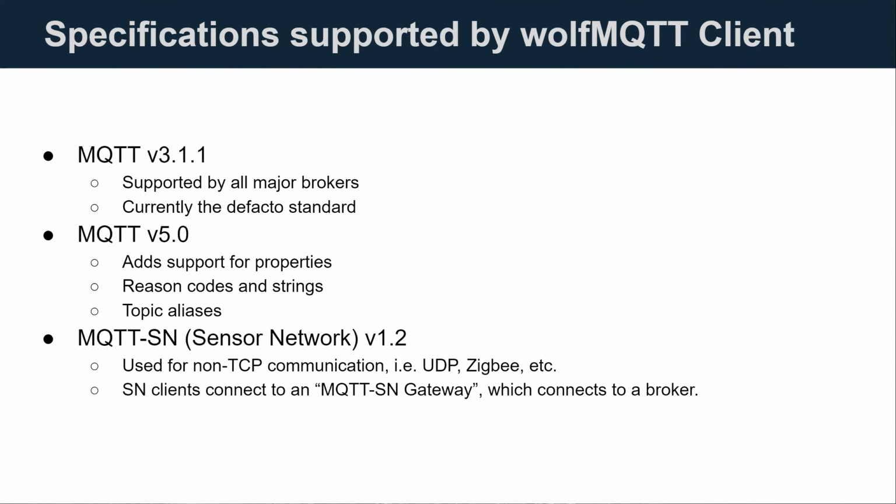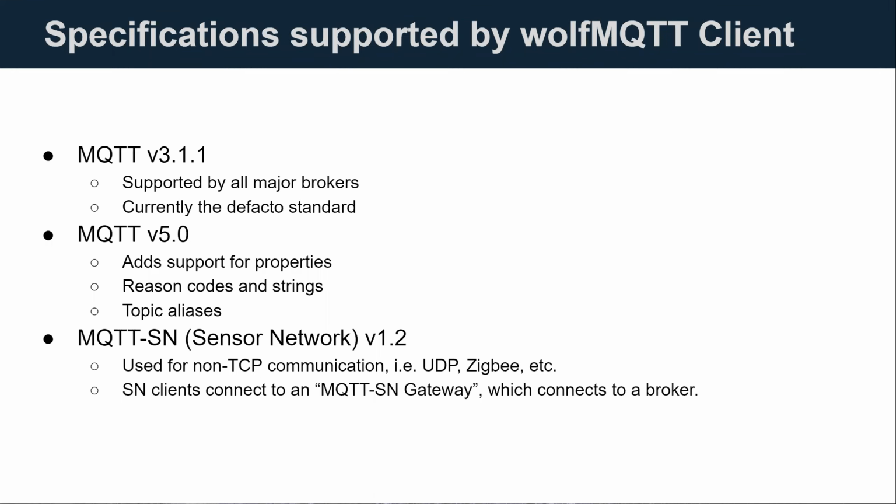So version 3.1.1 is the successor to version 3.0, and it's the only protocol version currently supported by AWS and Azure. Most implementations of brokers today are using 3.1.1.